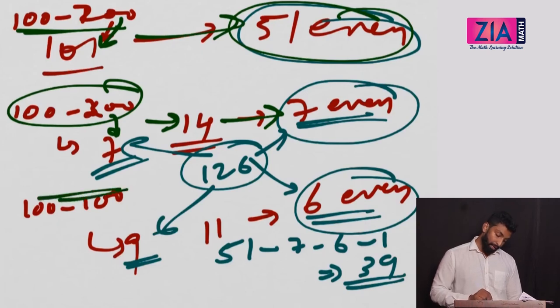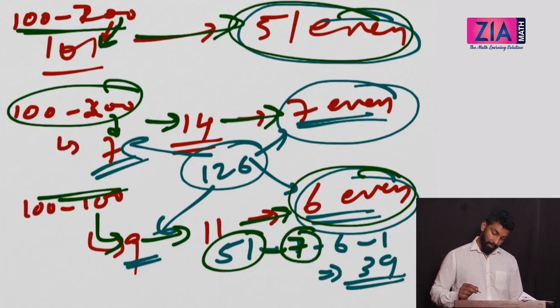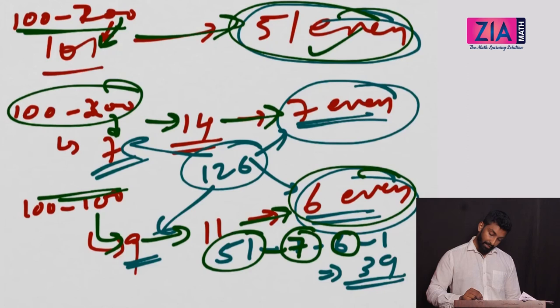100 to 200, multiples of 9, 11. Out of that, 6 are even. So 51 even numbers are there total. Subtract 7 even multiples of 7, because the 7 even multiples of 7 will be added in 51, so you are avoiding that. The 6 even multiples of 9 we have added here, so we are subtracting that also.